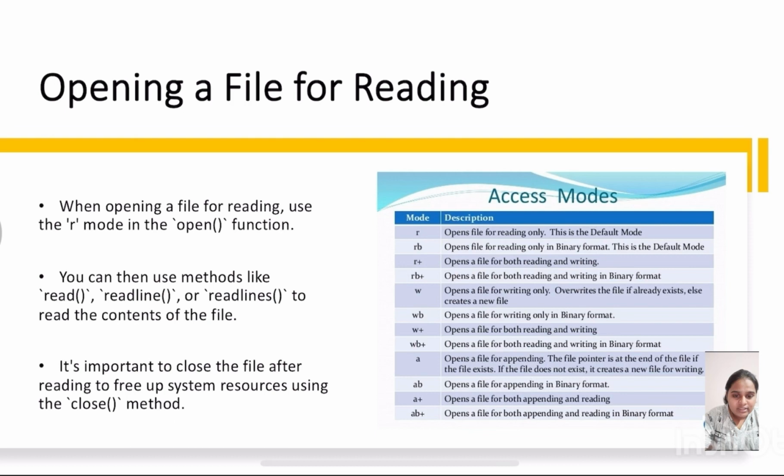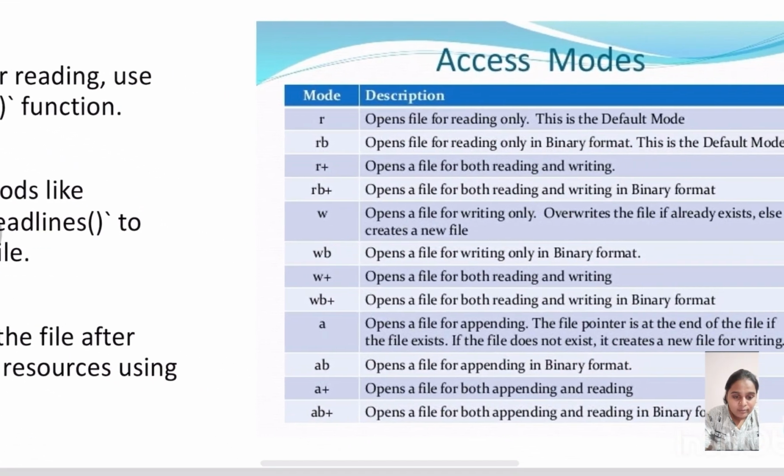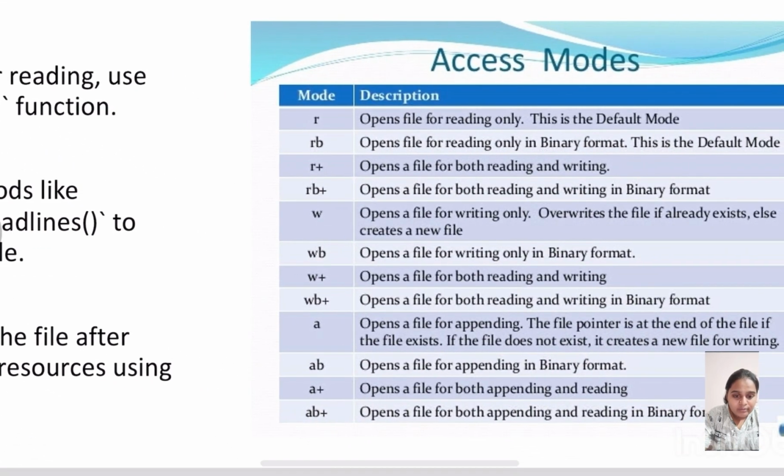Access modes. Description. r: open a file for reading only. This is the default mode. rb: open a file for reading only in binary format. r+: open a file for both reading and writing. rb+: open a file for both reading and writing in binary format. w: open a file for writing only. It overwrites the file if it already exists, else it creates a new file. wb: opens a file for writing only in binary format. w+: opens a file for both reading and writing.